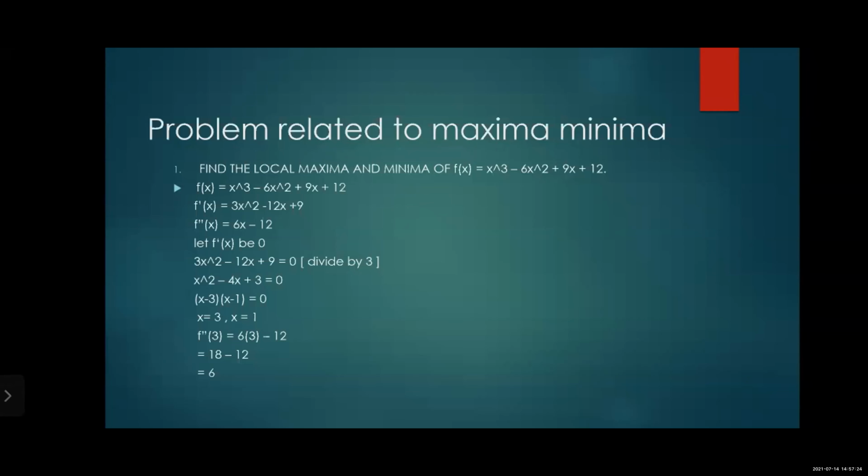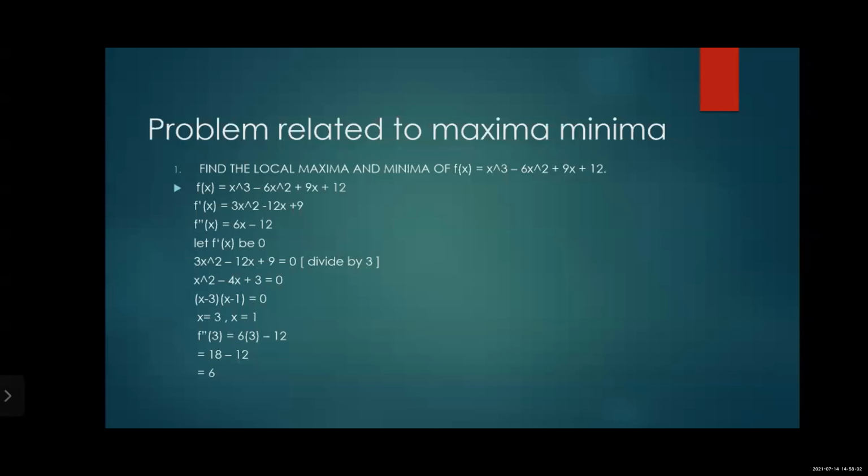Then we should let f dash of x be 0. We should equate it to 0. So from that we get 3x square minus 12x plus 9 is equal to 0. As all numbers contain 3, we can divide it by 3. So we get x square minus 4x plus 3 is equal to 0. Then we should find the value of x and we should split the middle term. So you'll get x minus 3 into x minus 1. So we get the value of x as x is equal to 3 and x is equal to 1.